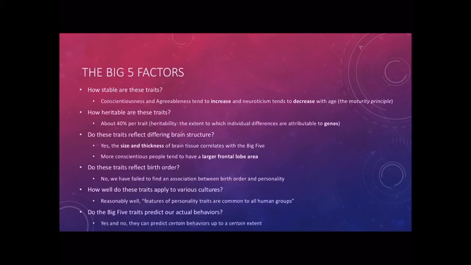And then, do they predict our actual behaviors? Well, yes and no. They can predict certain behaviors up to a certain extent. But behavior is so complicated. There are so many things that go into whether or not we will actually do something that are much more important than any one given personality trait that we might have, because it has to do with the situation, the circumstances, how we were raised, our friends, what interests we have, what risks there may be, right? So we can predict certain behaviors up to a certain extent, but behavior is influenced by so many different things.